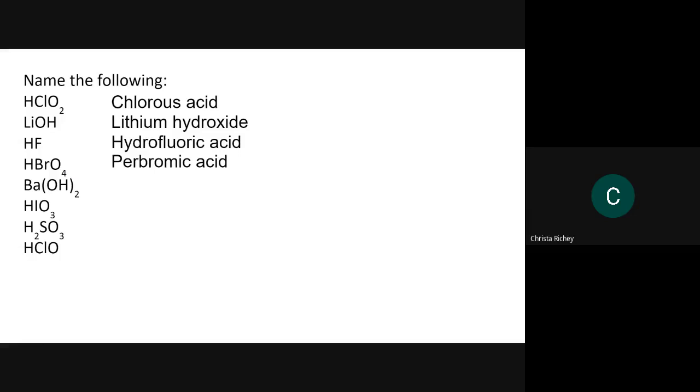Now, there's a lot of nomenclature on this test. Now, this is a base. Which element's Ba? And this is hydroxide, barium hydroxide. You also need to be able to tell if it's an acid, a base, or a salt just by looking at it.